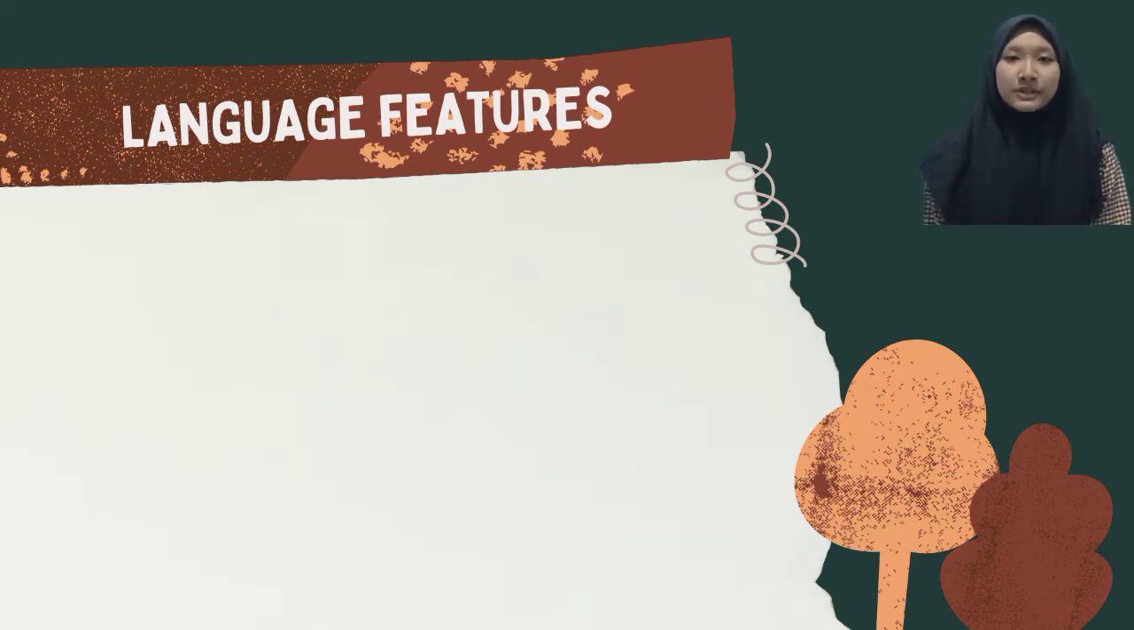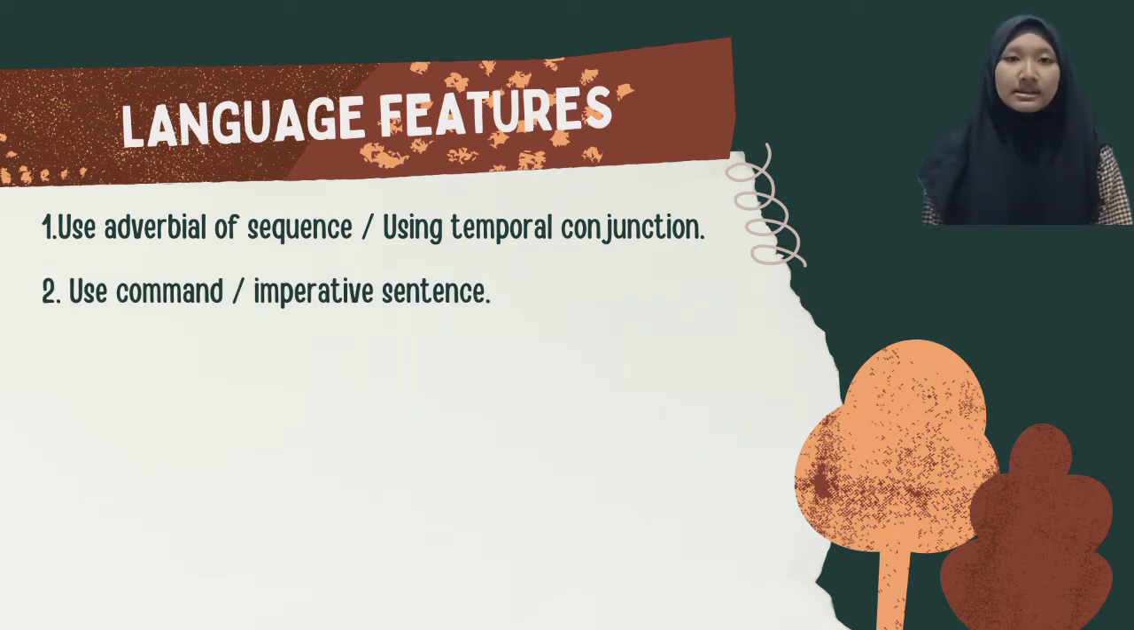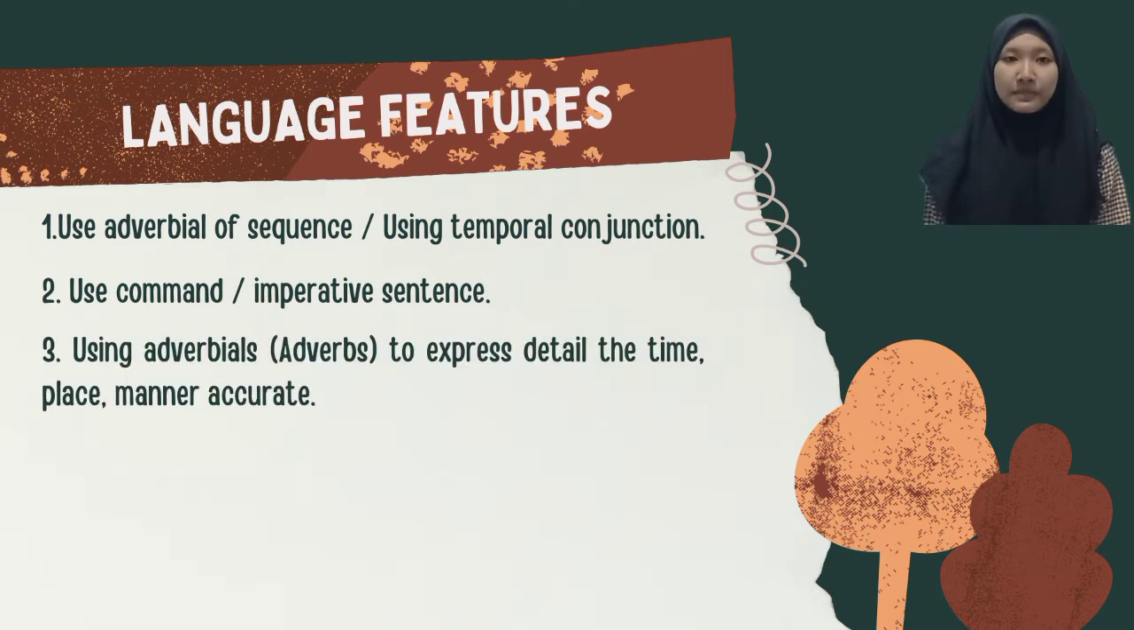The first is procedure text uses adverbial of sequence or temporal conjunction, such as first, second, third, then, and last. The second is procedure text uses command or imperative sentence, such as put the noodle, cut the onion, wash the tomatoes, don't cook too long, etc. The third is procedure text using adverbials to express detail the time, place, and manner occurred. For example, 5 minutes, 2 hours, for about 30 minutes, etc.